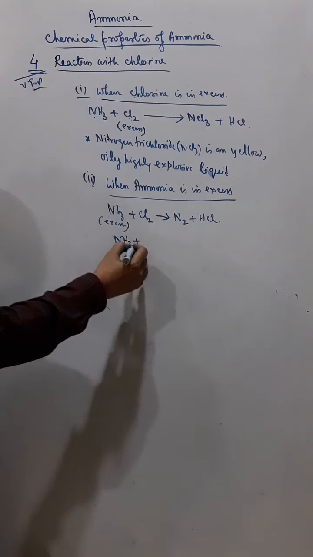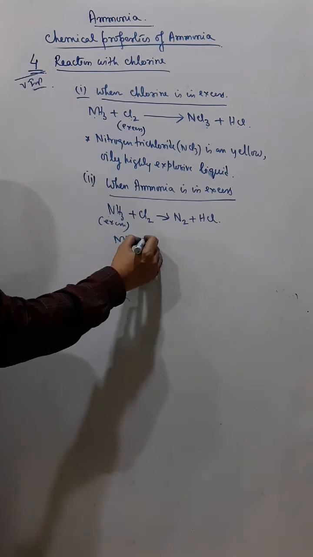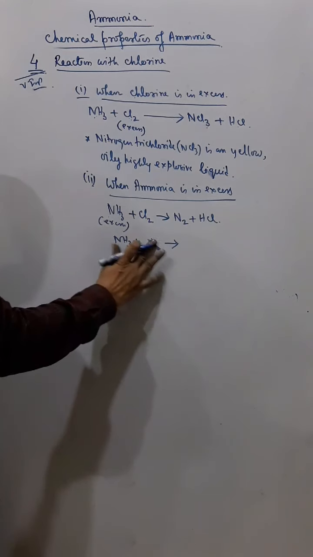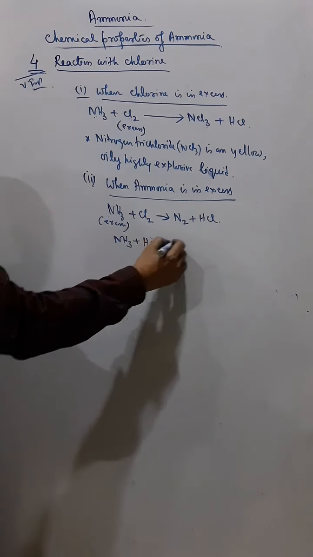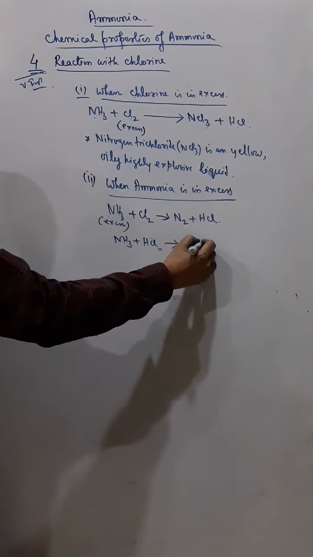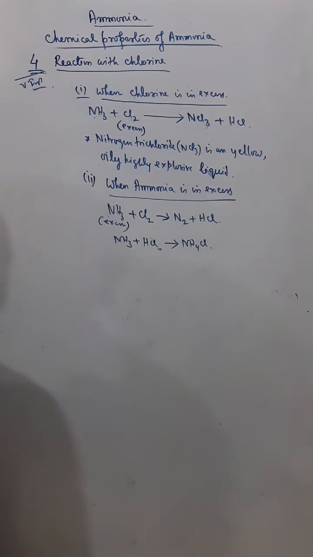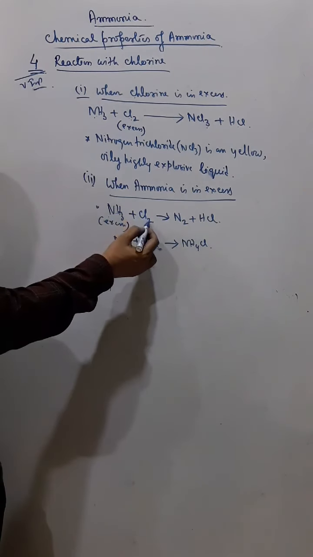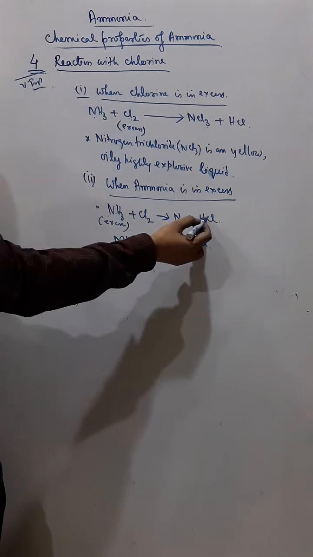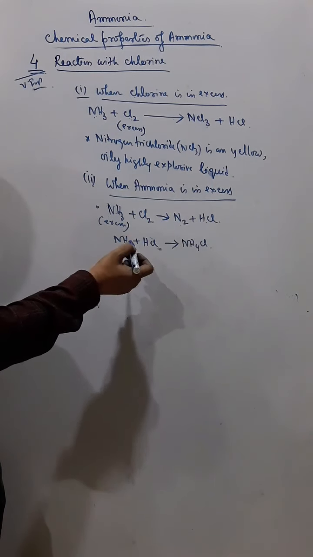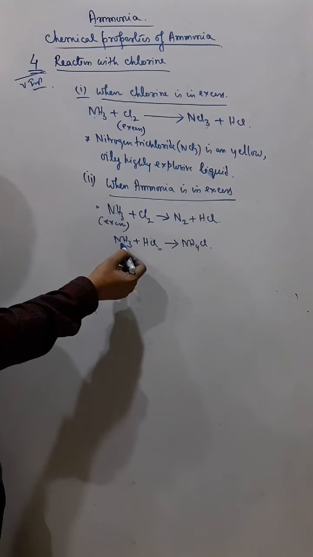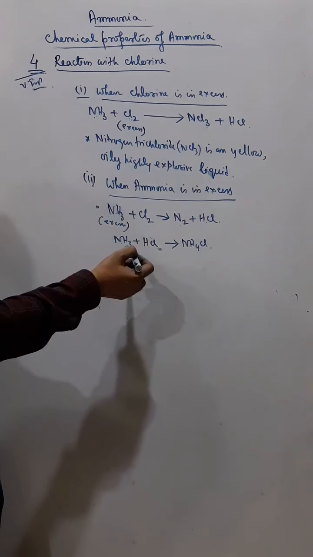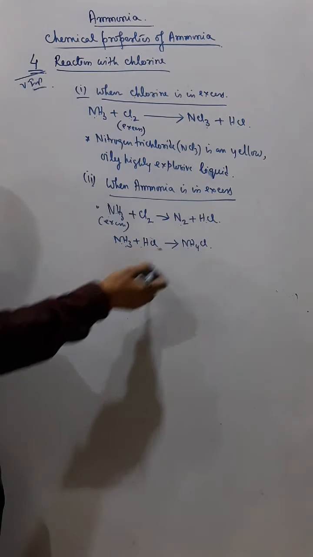this excess ammonia reacts with HCl and gives NH4Cl. Understand? So try to understand. First step, ammonia reacts with chlorine to give you nitrogen and HCl, and in the second step, the excess ammonia reacts with this HCl, and we get ammonium chloride.